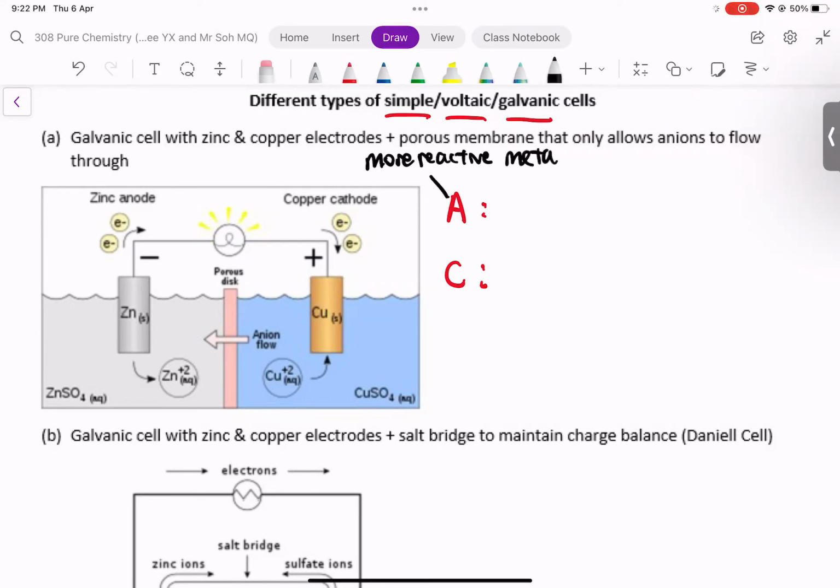The more reactive metal is always the anode. Why? Because the more reactive metal is the one that will lose electrons more readily. So like sodium. Sodium is super reactive because it really wants to lose that one valence electron super readily. On the other hand, copper is much less reactive because copper has a lower tendency to lose electrons. Okay?